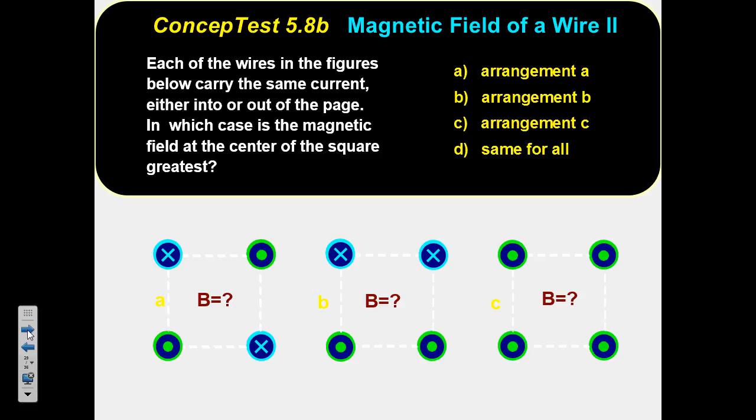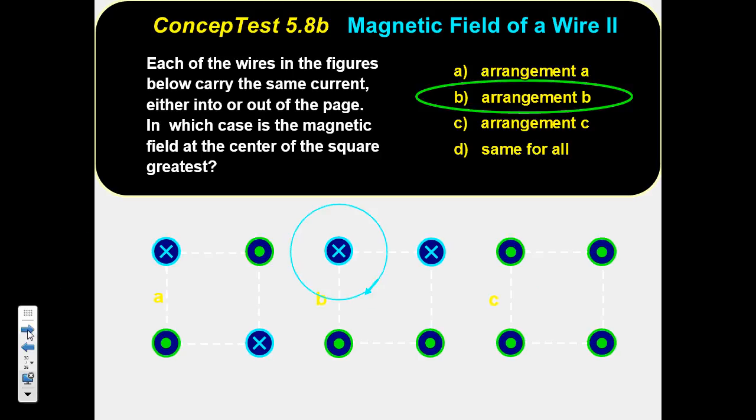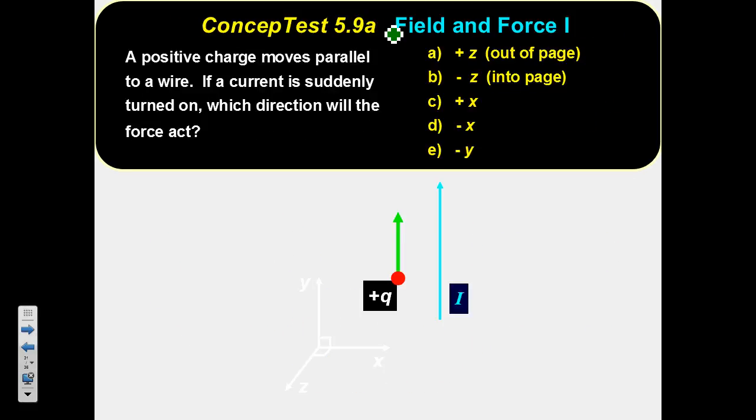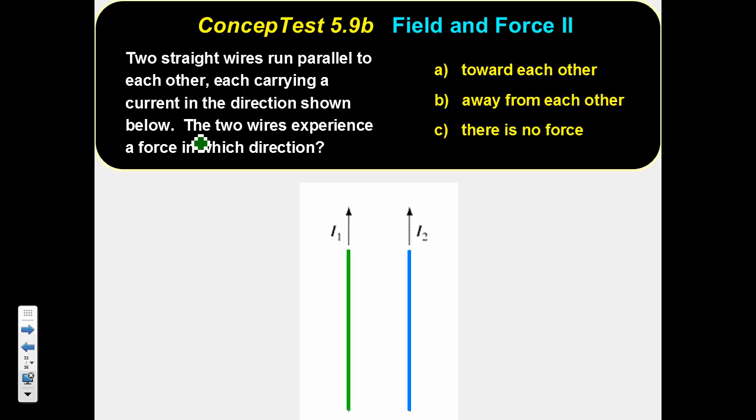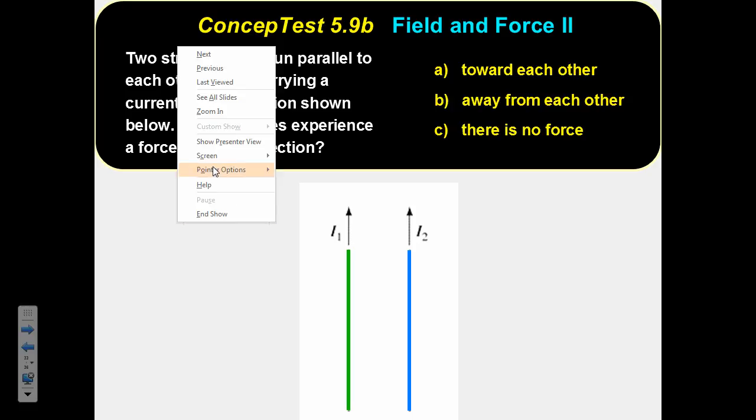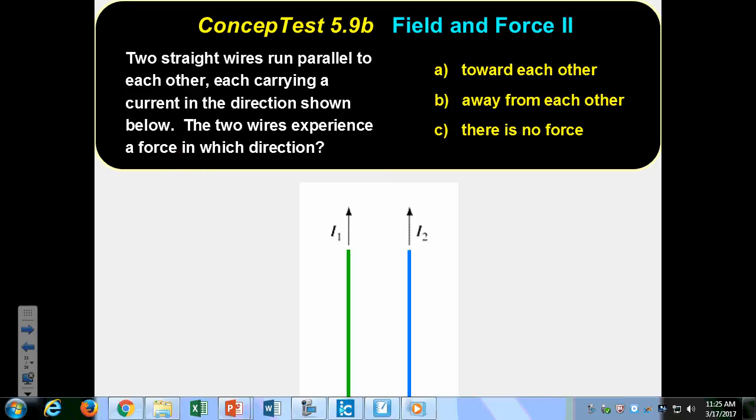I'm going to skip this one. It's a lot like the one we did before. But the answer is B. I'm going to skip this one too. These two, which direction will the wires experience a force? Will it be an attractive force, or repulsive force, or maybe no force at all? The current on both of these are going up.